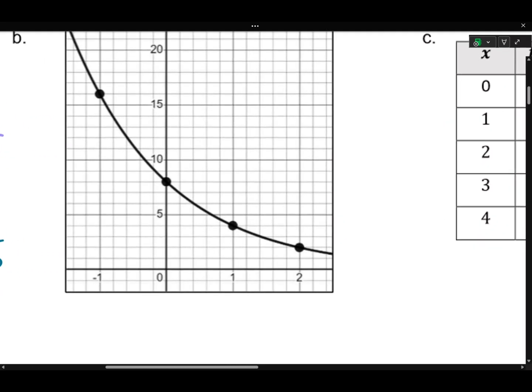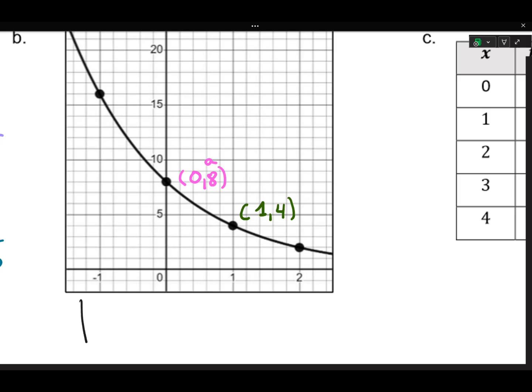In letter B, I give you 4 points you can use, but we really only need 2. Let's label them. The first thing that I always like to label is the y-intercept. The y-intercept here is 0, 8. That's our A. The other point that I can use, let's do this one. 1, comma, 4.